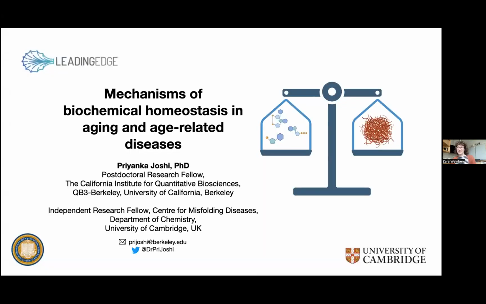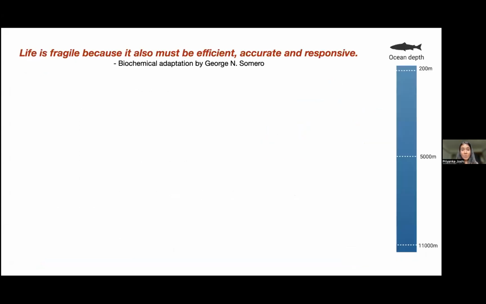Hi, everyone. Today, I'll be talking about my research on the mechanisms of biochemical homeostasis in aging and age-related diseases, essentially a balance between micromolecules, metabolites, and proteins, the macromolecules. A lot of my work has been inspired by this book called Biochemical Adaptation by George Somero that I read, that states that life is fragile because it also must be efficient, accurate, and responsive.